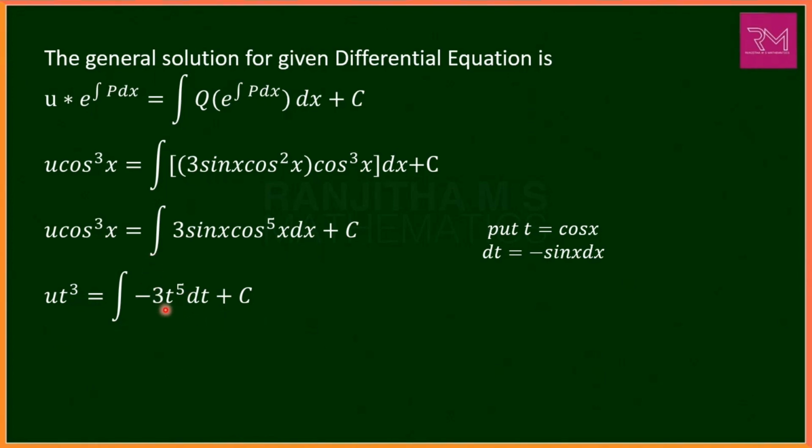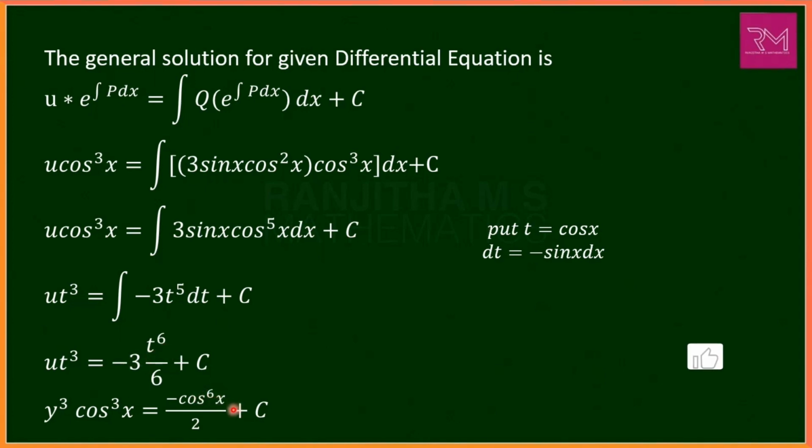Minus 3 is constant, take it as it is, into the integration of t power 5, which is t power 6 by 6. That is u into t cube, which is equal to minus 3 as it is, t power 6 by 6. Here 3 ones are 3, twos are 2. Substituting t value as cos x, and also u value is y cube, we get y cube into cos cube x, which is equal to minus cos power 6x divided by 2 plus c. This is the solution for the given differential equation.